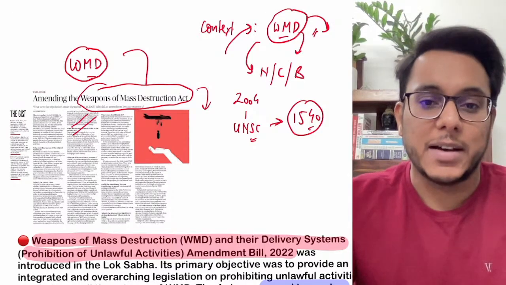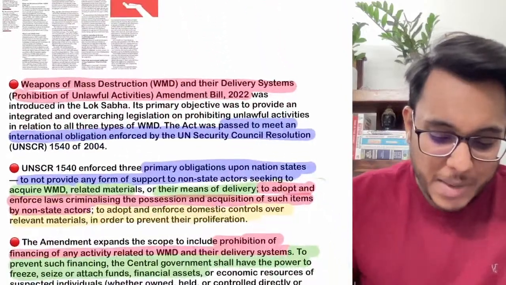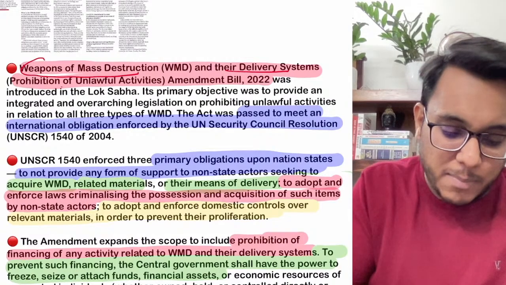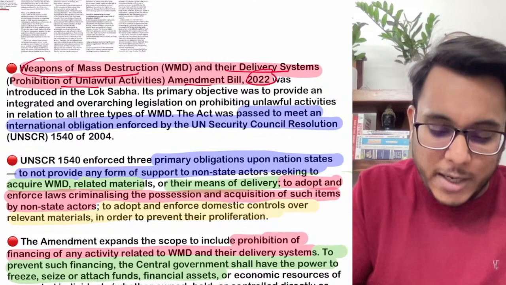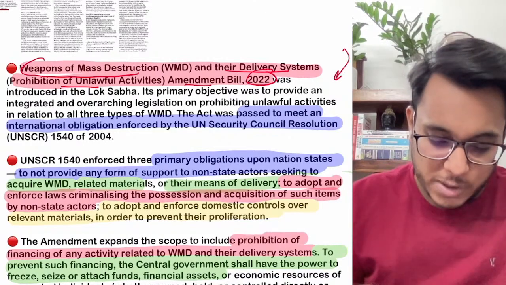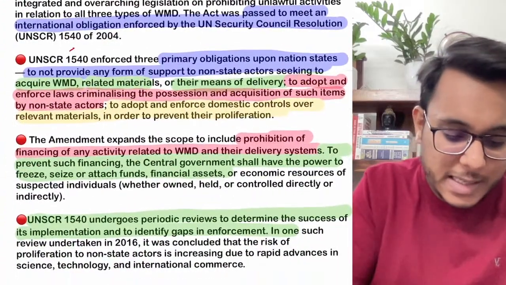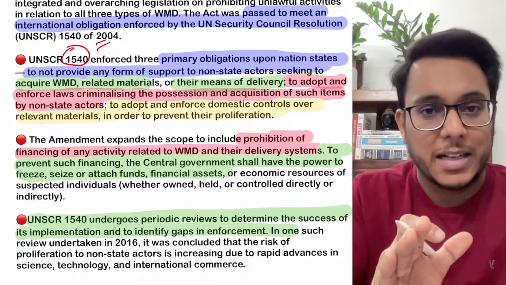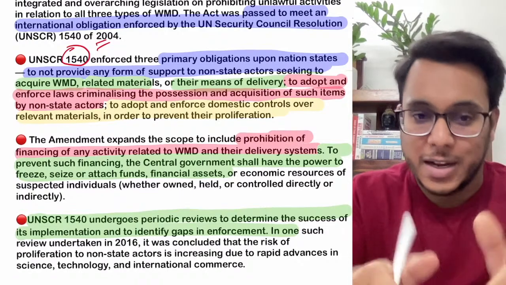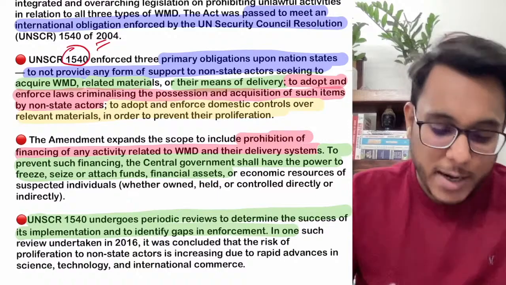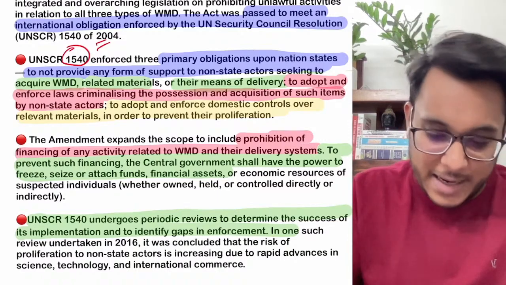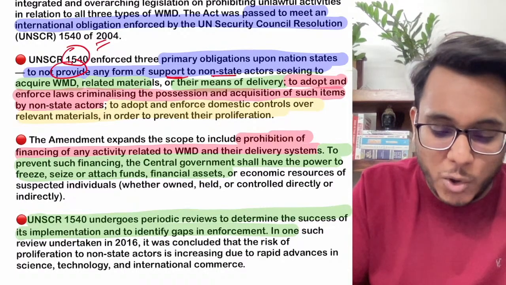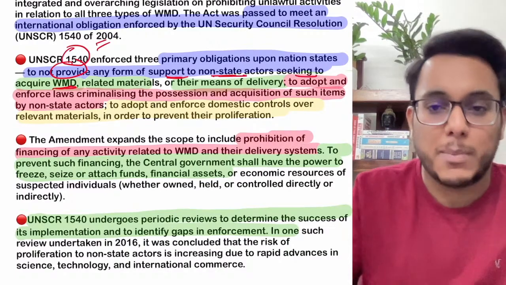After this background, now let's take this particular article. First of all, the bill that has been proposed in Parliament is the Weapons of Mass Destruction and Their Delivery Systems (Prohibition of Unlawful Activities) Amendment Bill 2022. Why is it being proposed here? When we talk about this UNSC resolution which India had adopted earlier, under it we had banned weapons of mass destruction and their production and manufacturing. What did this resolution propose? It proposed that every nation state, such as India, will pledge that it will not provide any form of support to non-state actors seeking to acquire weapons of mass destruction.